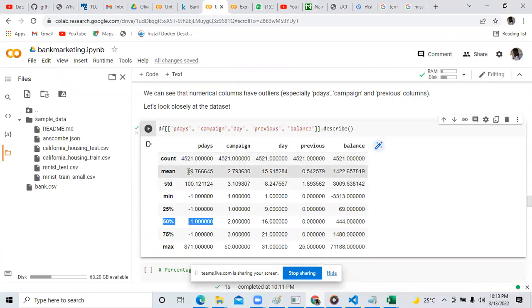So the mean here is 39 and the 50% percentile is -1. Very serious problems. Mean here is 2.7 and the 50% percentile is 2, which is not bad. Mean here is 15 and the 50% percentile is 16, which is not bad for this particular feature. The mean here is 0.5 and the 50% percentile is 0, which is very bad. Mean here is 1,422 and the 50% is 444. Very serious problems: imbalanced data sets.